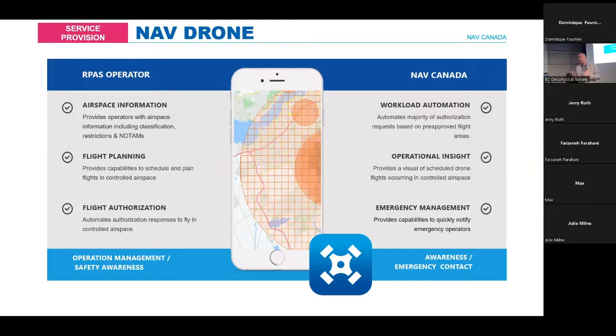What does it give Nav? It, again, allows us to automate that workload, gives us some operational insight into what you're doing, and allows us to handle emergency management. So if you're in controlled airspace and something else happens, if a medevac flight goes through or there's some other incident occurring, we can have direct contact with you from the unit to ask you to get out of the way, land your drone or whatever is required, again, to keep the airspace safe. And there's also options for you to contact the unit directly if you ever have trouble or a flyaway or anything like that occurs as you're flying. So we handle emergency management as well.